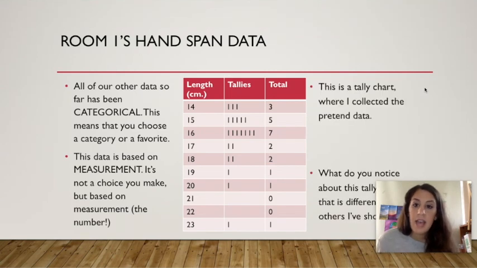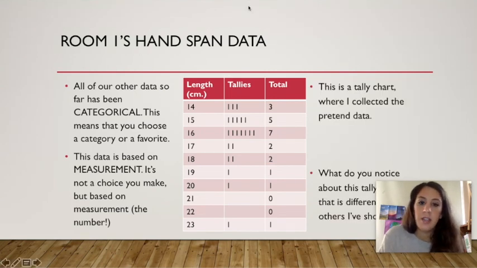So I have this tally chart here in the middle. This is called a tally chart, where I collected this pretend data. Is there anything that you notice about this tally chart that's different than some of the other ones we've looked at so far?